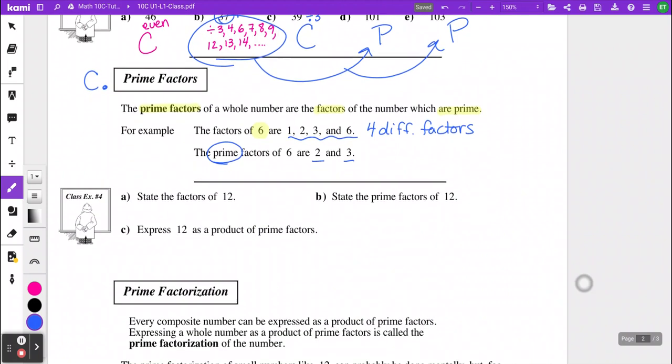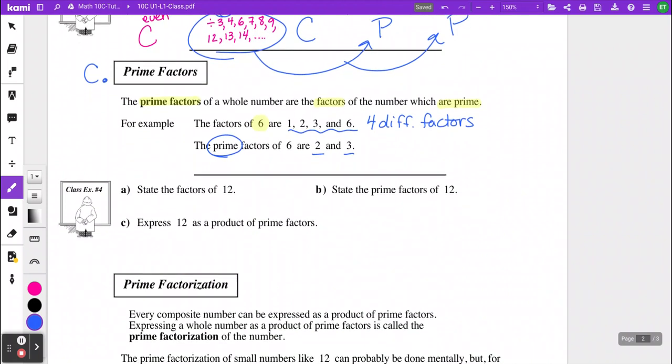Now, how can we list the prime factors? There are a couple of different ways that we can create prime factors, and we're going to discuss that in prime factorization. What we know right now is to make factor charts. So again, you always start by making a factor T-chart. That's how we're going to start.